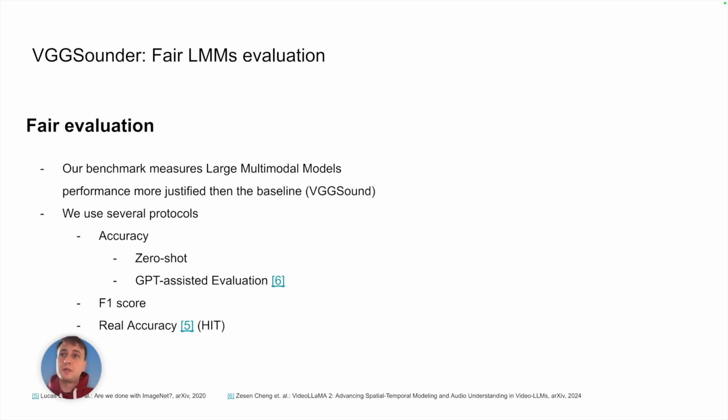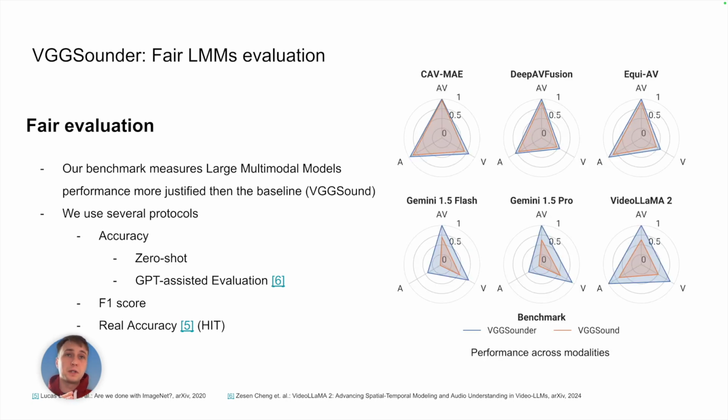Our benchmark uses 3 different protocols. First one is accuracy, zero-shot or GPT-assisted evaluation based on the model, F1 score, and the real accuracy introduced and overdone with ImageNet. All of them allow us to benchmark large language models more fairly than the previous datasets. Here on the right, you can see that, for example, Gemini 1.5 Flash performs better in audio than was measured before. So to say, we can claim that VGGSound was under-evaluating the audio modality, while VGGSounder captures the performance of the model in the audio modality better.